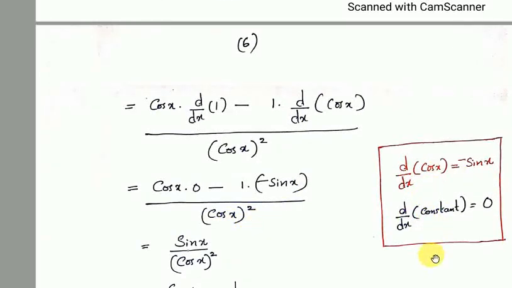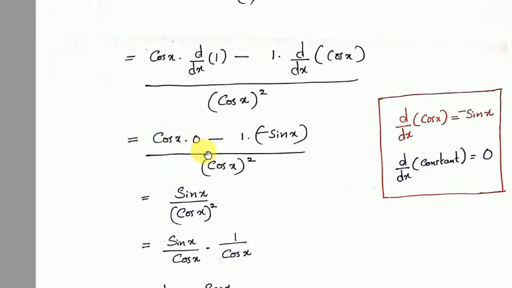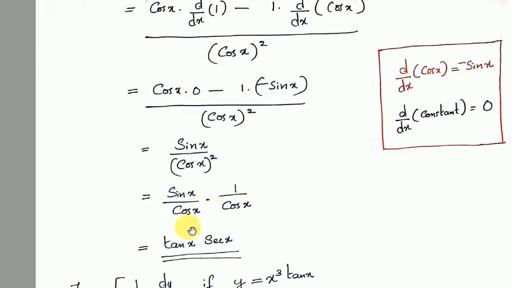See the result here. Cos x into 0 is 0. Minus into minus becomes plus sin x. So 0 plus sin x, that is sin x divided by cos x the whole square. Cos x the whole square means cos x into cos x. So sin x divided by cos x, into 1 by cos x. What is sin x by cos x? It is tan x. And 1 by cos x is sec x.